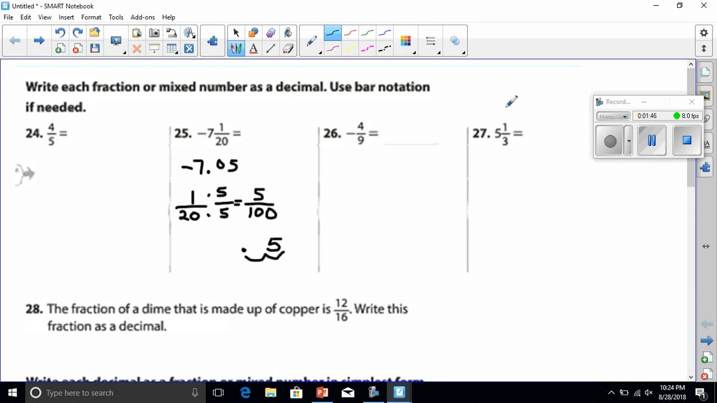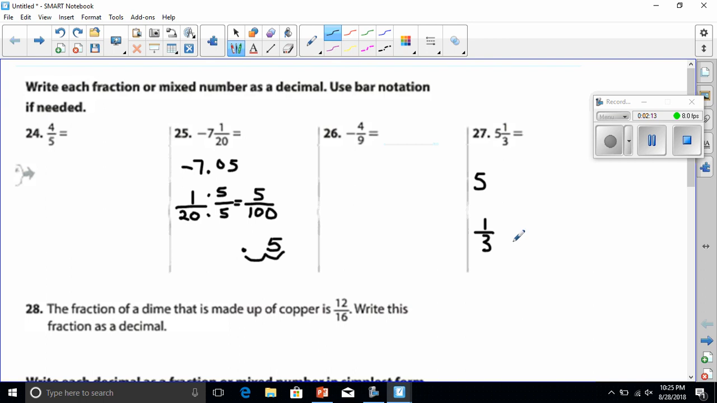Number 27 says 5 1/3. Well, once again, we've got a whole number with a fraction. Once again, we're going to remove the 5 from any part of this, and we're going to deal with 1/3. And some of you are saying, well, Mr. Mendez, there is no way you're going to take 3 and multiply it to anything to get 100. Oh, you're kind of right. But I did say there was a couple ways to do this.